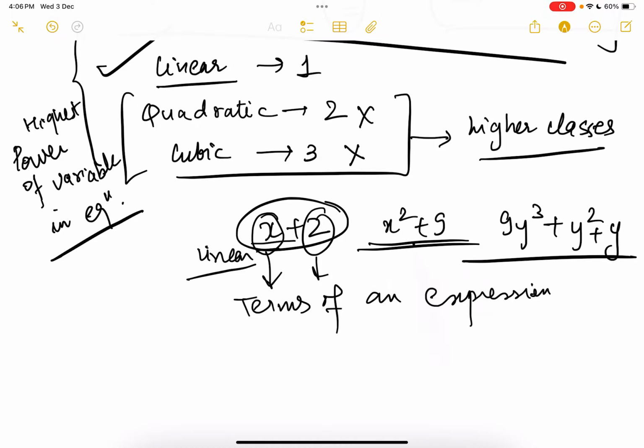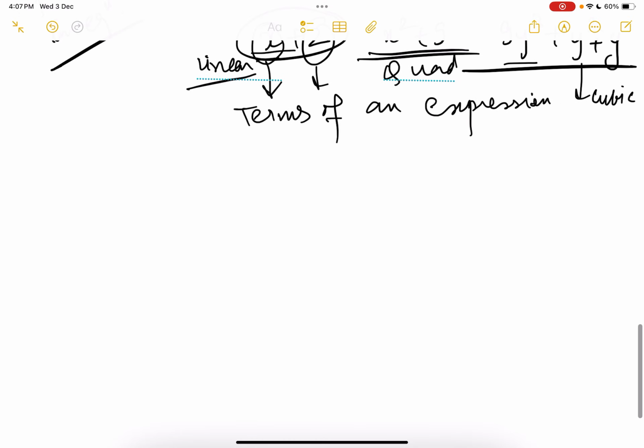Here the highest power is 2, so it is a quadratic equation. Here the highest power is 3. Don't consider the lower powers 2 and 1; we consider the highest power. So here it is a cubic equation. I'm sorry, it's an expression. When you equate, then it will become an equation.